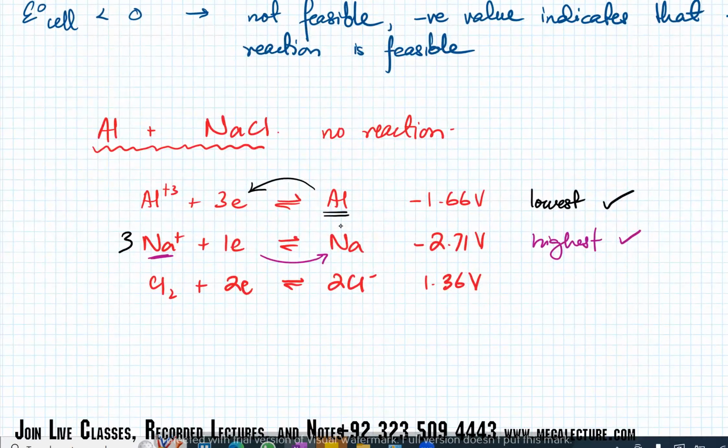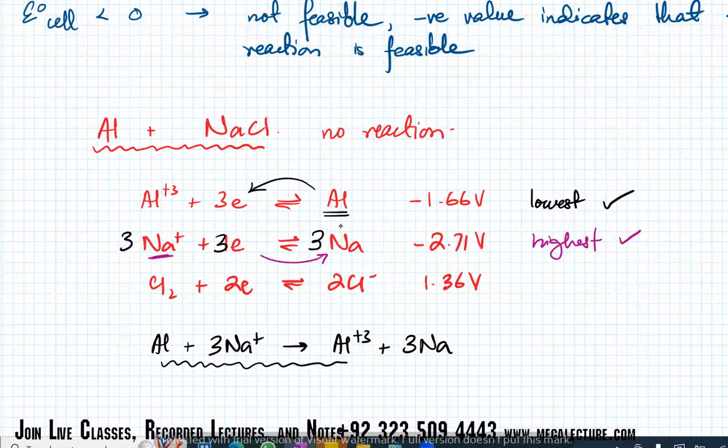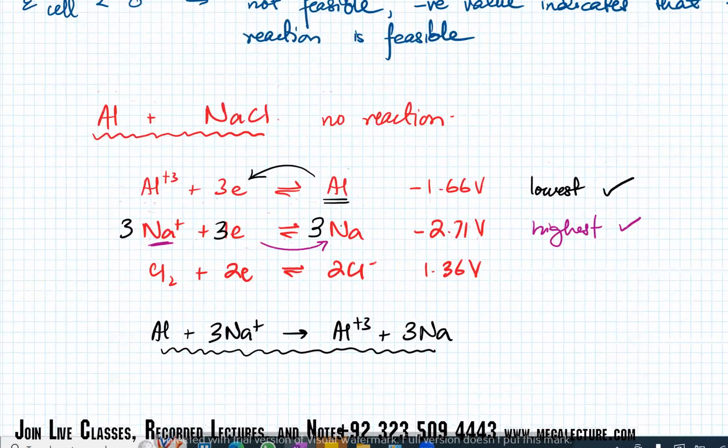And we can write an overall reaction based on this. So this has to be multiplied by 3. And so Al, the other reactant is 3Na+1. And the products are Al3+, and the other product is 3Na. So we've got a reaction now, which should not have happened because the Al should not displace Na+1.